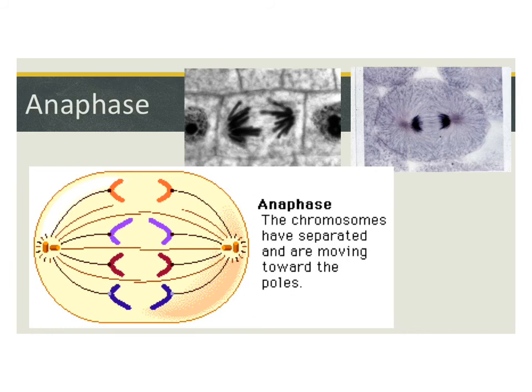Here's what this looks like. Now you've got your chromosomes being pulled apart here in the animal cell, and here in the plant cell, the chromosomes are being pulled apart. Chromosomes have separated and are moving toward the poles. Here's your centrioles pulling each sister chromatid apart so that each new cell gets exactly the right number of chromosomes.